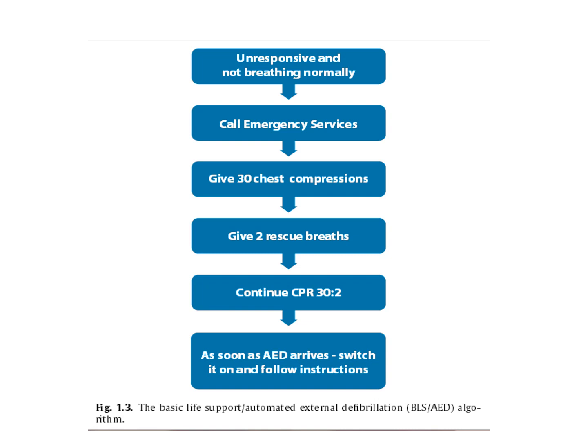Start giving 30 chest compressions to the patient, followed by 2 rescue breaths. Continue the CPR in a 30 compression to 2 rescue breath ratio. Continue the CPR until the AED arrives. When the AED arrives, switch the AED on, attach the pads on the patient, and follow the AED instructions.